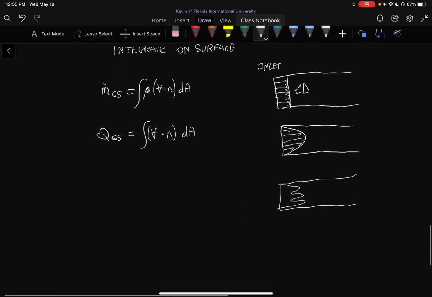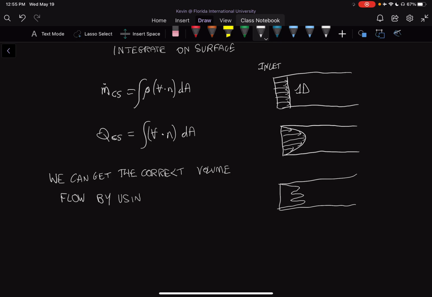Now, we can get the correct volume flow, so we can get the correct integral, if we do a little trick. We can use the average velocity, and if we use the average velocity, we'll get the same volume flow. So we can find it by using velocity average. And we know that V average is equal to Q over A. If we rearrange the equation Q equals V average times A, we can write that V is equal to Q over A.